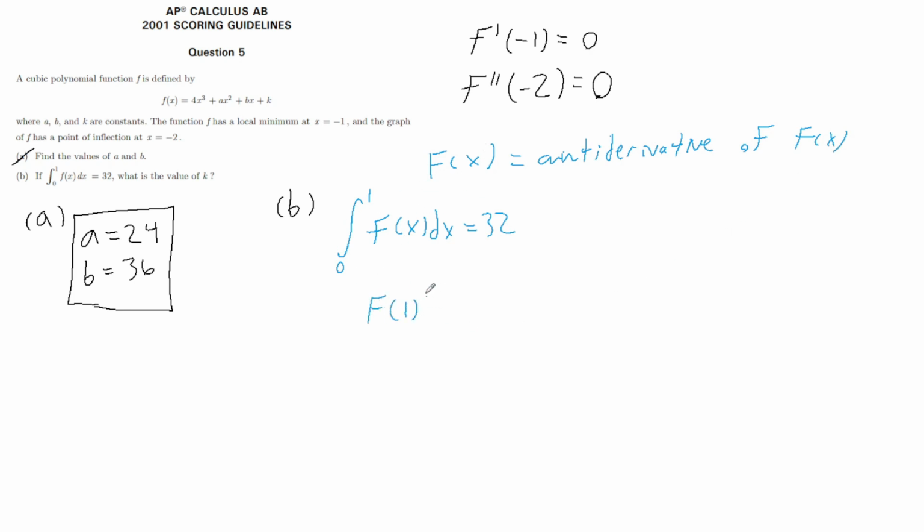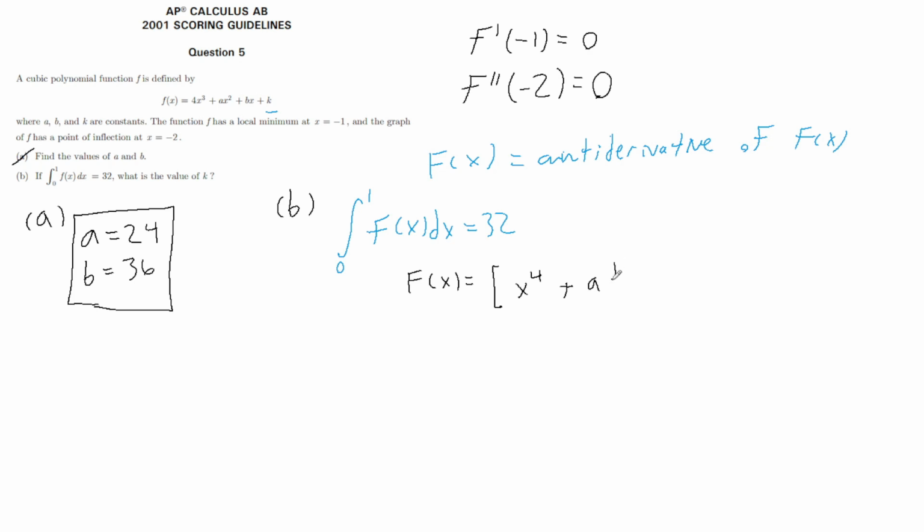big F of 1 minus big F of 0, so the antiderivative of f of x at 1 minus the antiderivative of f of x at 0, is going to be equal to 32. So first, let's find what the antiderivative of f of x is, so we're trying to find big F of x. To do that, we use our integration rules, and we know that the antiderivative of 4x cubed is x to the power of 4. If we took the derivative of x to the power of 4, it would be 4x cubed. So there you go.